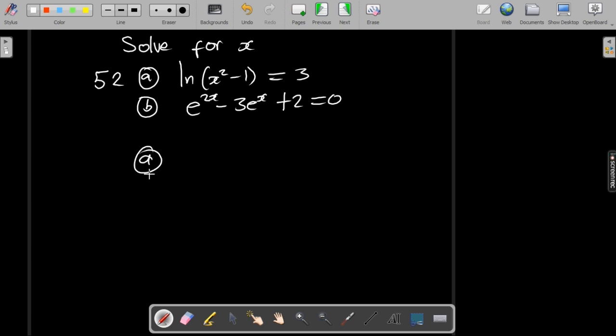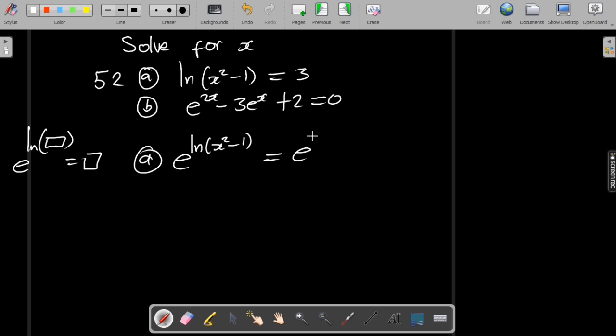So starting with the first one, remember that if you raise ln as a power of e, then whatever is here will come down. So that's the rule which we're going to use in the first question. So you're going to raise this as a power of e.